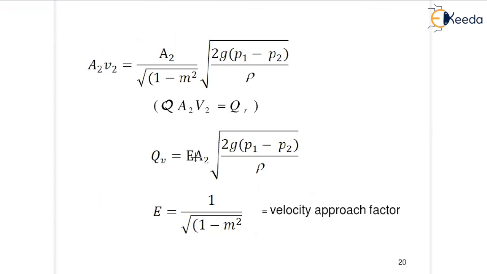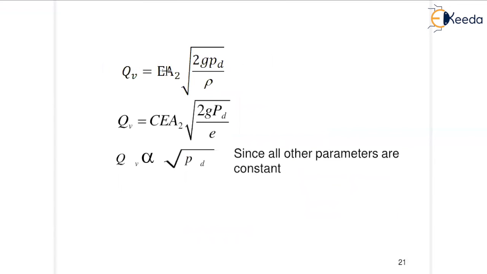So Q is equal to E into A2 under root of 2g into P1 minus P2 by rho, where E is equal to 1 by under root of 1 minus m square, which is called the velocity approach factor. So Q is equal to E A2 under root of 2g delta P by rho, and Q is proportional to under root of delta P, since all the rest of the parameters are constant.